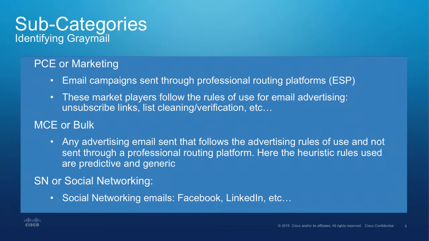So the categories that we're dealing with, if we wanted to break them down, the first one is marketing, and these are the good senders, or the relatively good senders, of marketing mail. They follow all the rules that are out there for unsubscribe, cleaning, etc. The second one is bulk, which are the senders of email that may not adhere to all of the rules. And then the last one is social networking.